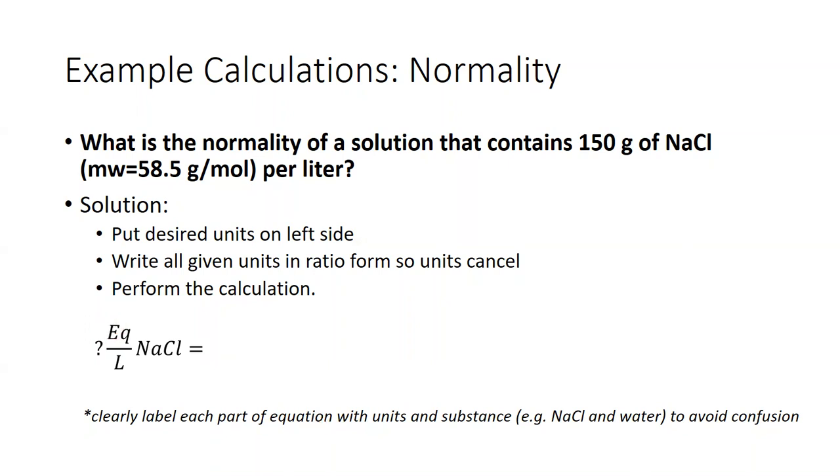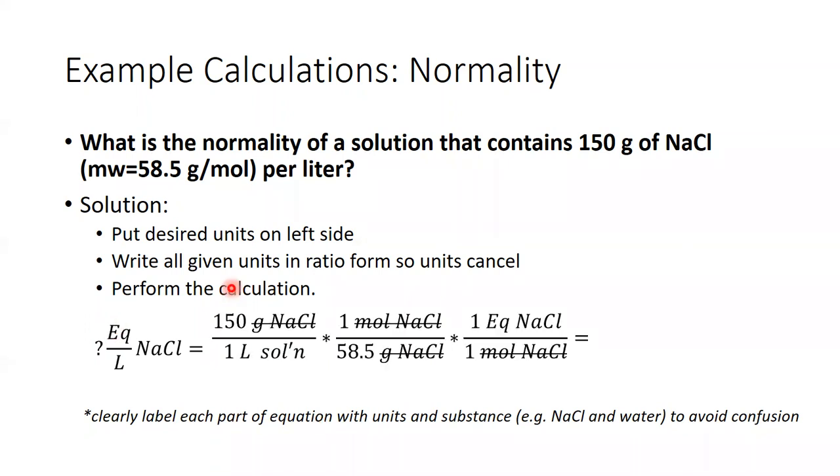Then we're going to write out what we do know, which is 150 grams per liter of solution. And then we're going to multiply. I like to get rid of grams and get it into moles, so you get rid of grams by multiplying by the reciprocal of the molecular weight. Then you have moles remaining. To get rid of moles and get it into equivalents, you look at what is the valence of sodium chloride.